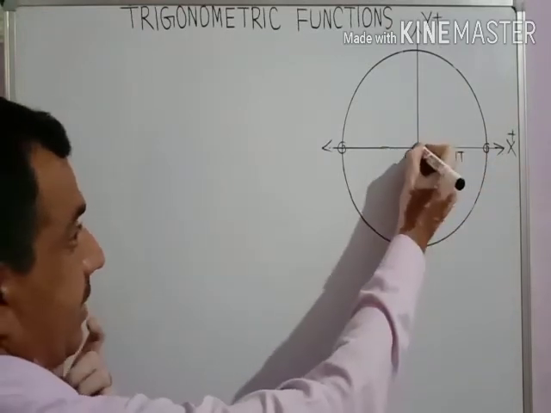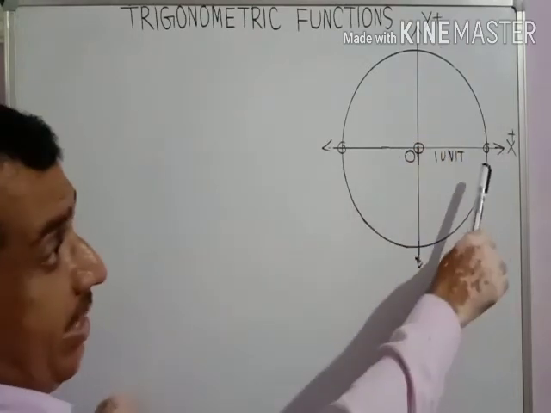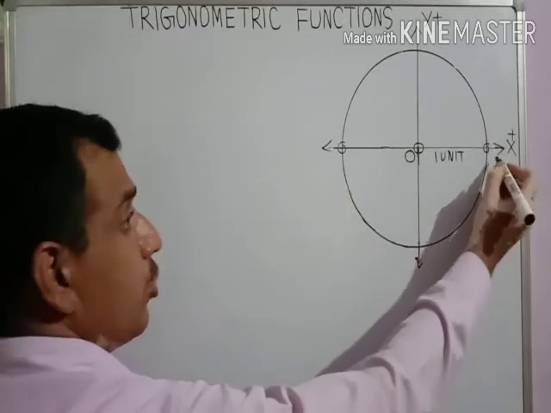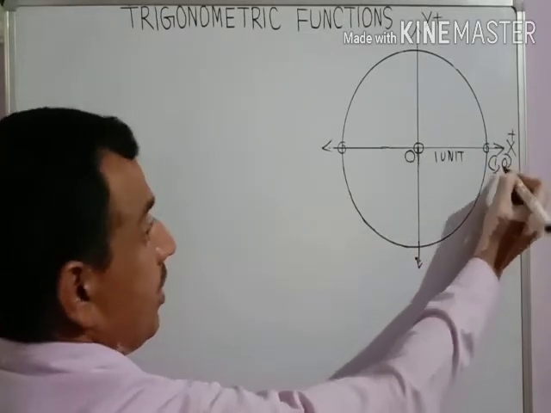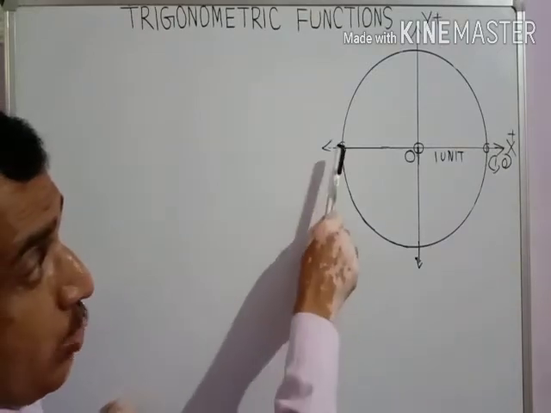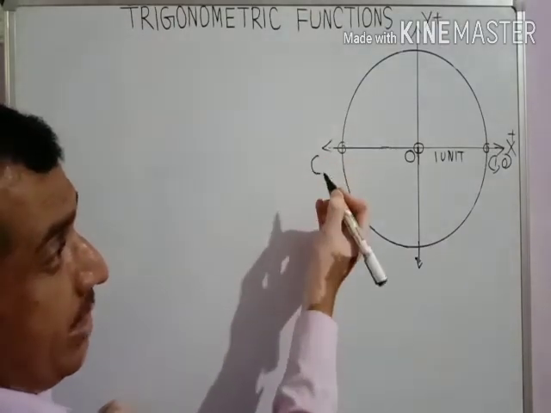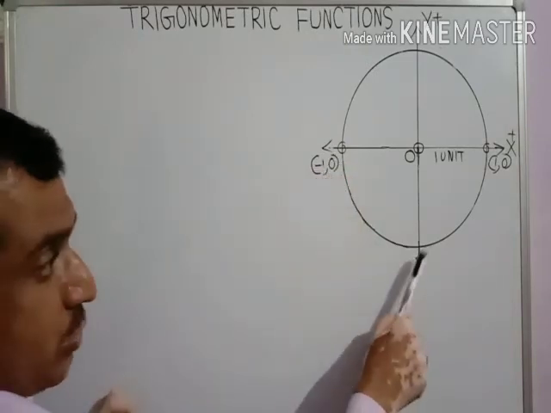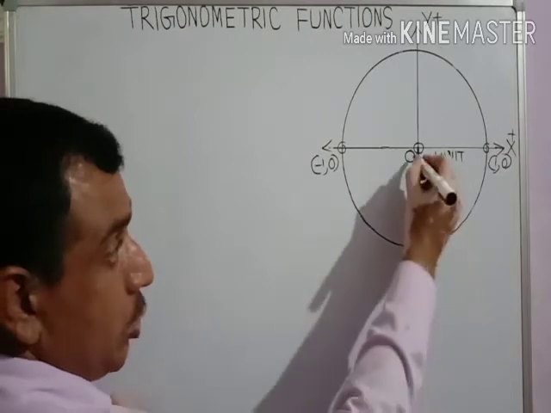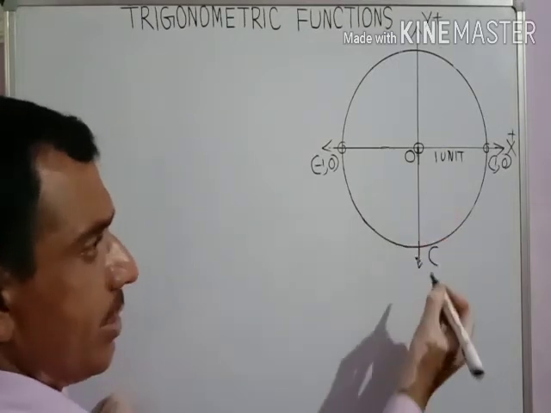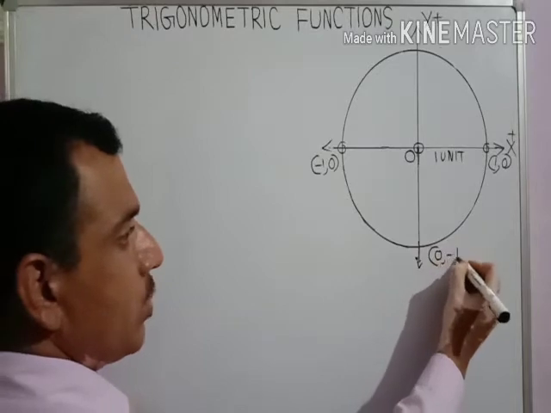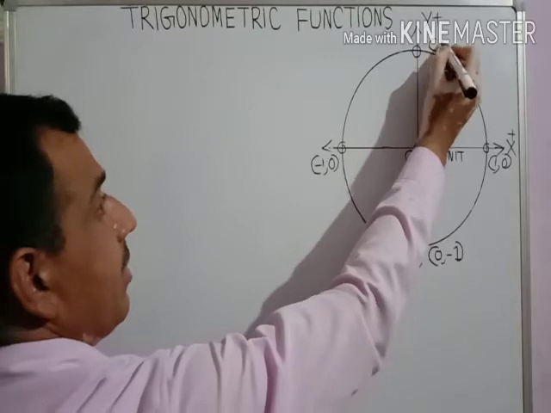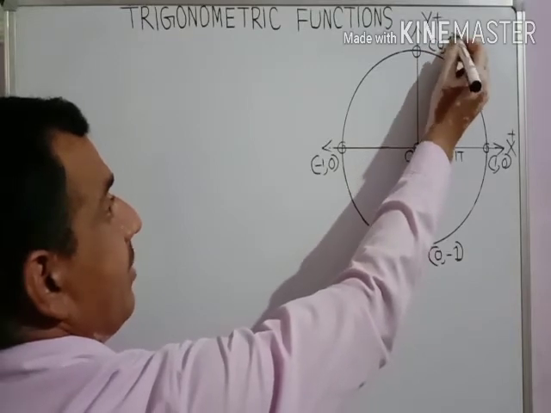And this is the center of the circle. If I ask you what are the coordinates of this point, you say, sir, it is 1 unit, so the coordinates are 1, 0. If I ask you the coordinates of this point, you will definitely say, sir, it is -1, 0. The coordinates of this point, which is also at radius 1 unit, are 0, -1. And the coordinates of this point are 0, 1.